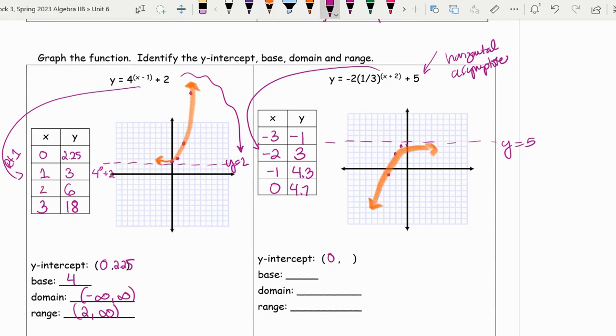But we could still answer these questions. So 0 and 4.7. My base number this time is 1/3. Domain is all real. And you can see the range on this will be all my y's are less than 5, which will be the same as saying negative infinity. Stop at 5.